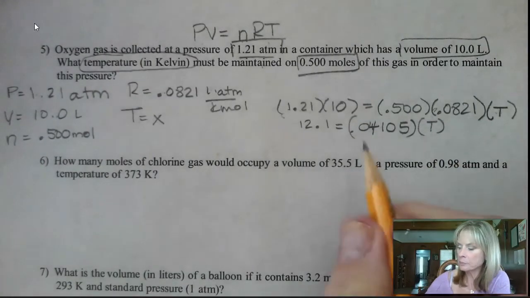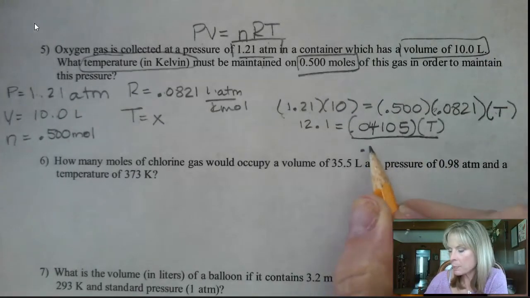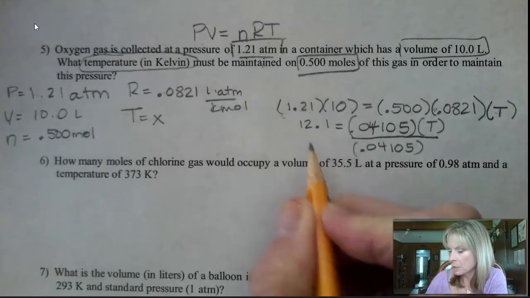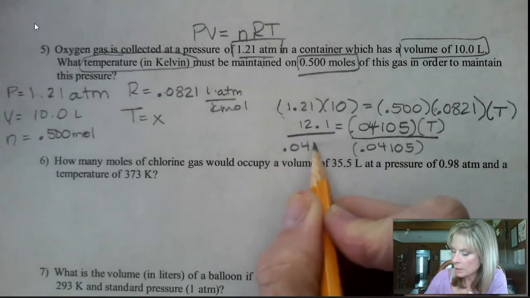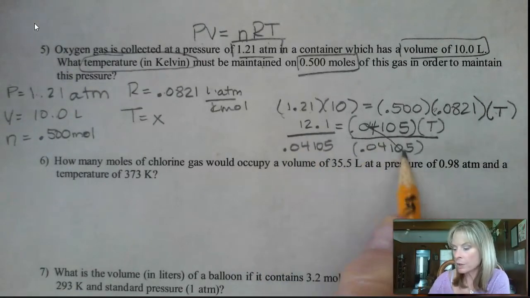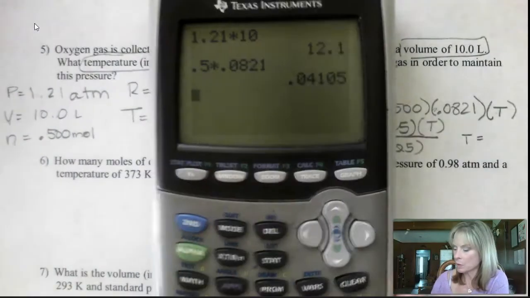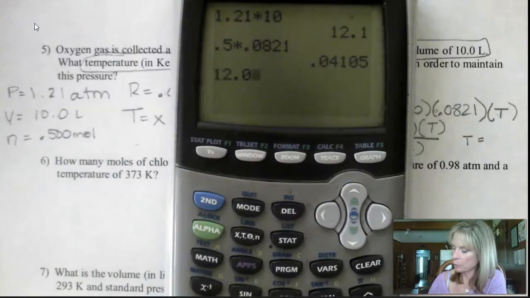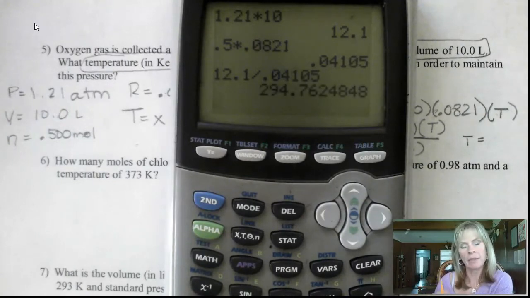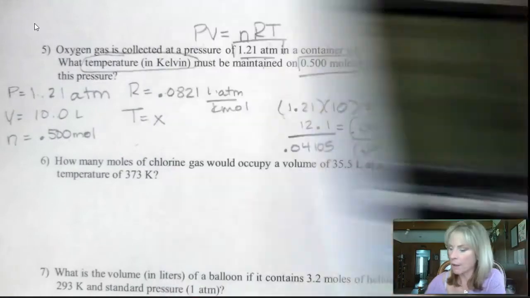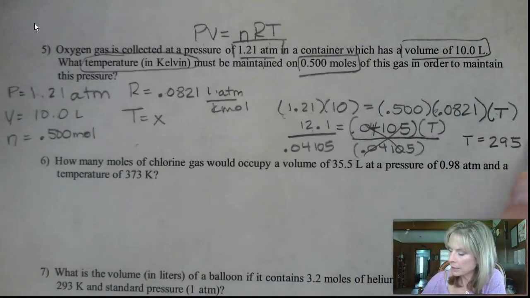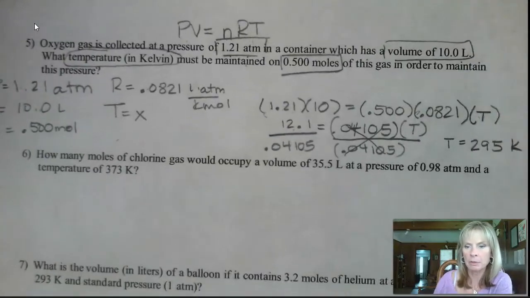So how do you get T by itself? In order to get T by itself, I'm going to divide both sides by 0.04105. When I do that, it's going to cancel out over here by temperature, leaving temperature by itself. And then I have to do this math right here. So I'll do 12.1 divided by 0.04105. And that's my temperature in Kelvin. It's a high temperature, but remember we're talking about Kelvin, and Kelvin units tend to be higher. So 294.7 Kelvin, or 295 if you want to round it off. 295 Kelvin. So that's it. Oh, I did put my unit. Let me show you. There you go.